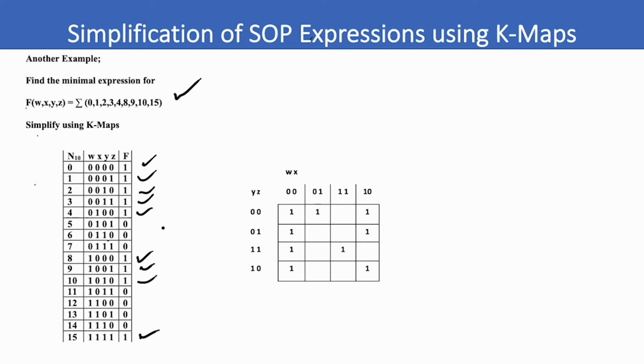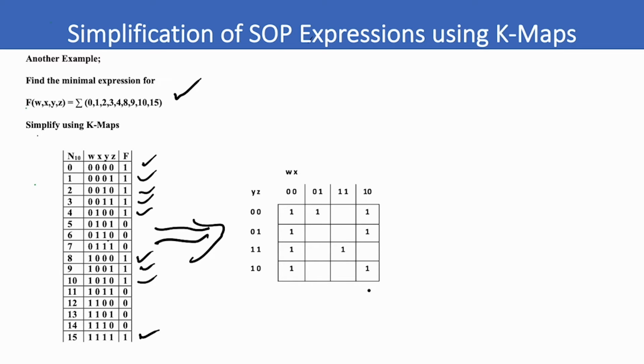Now that translates to a 4-variable map, because we've got 4 variables, w, x, y, z. This is the Karnaugh map. And again, you number them 0, 1, 3, 2, 0, 1, 3, 2. And all these ones map into the Karnaugh map as such.